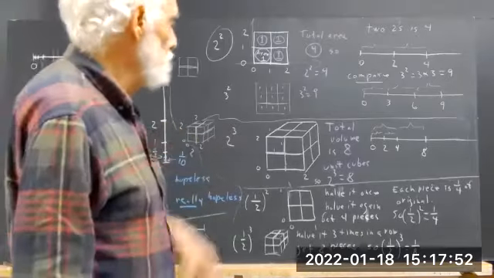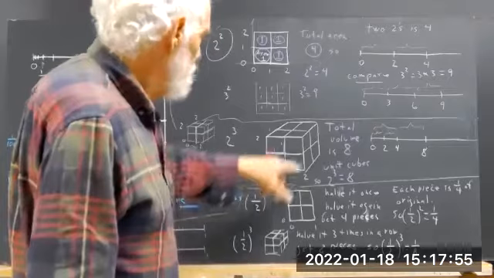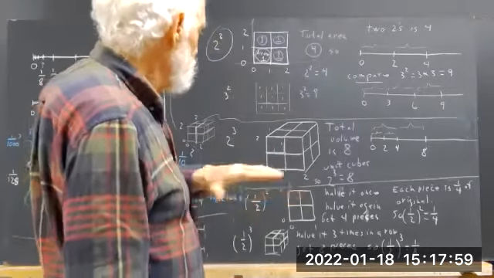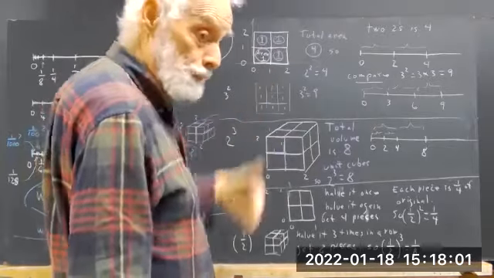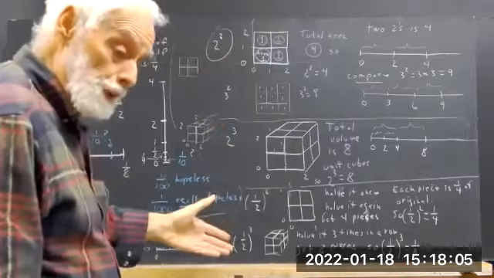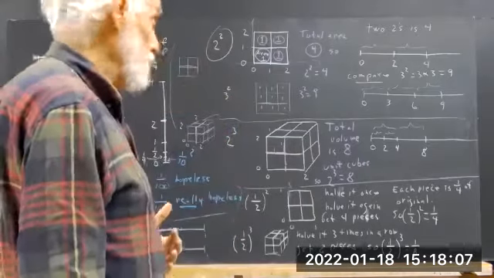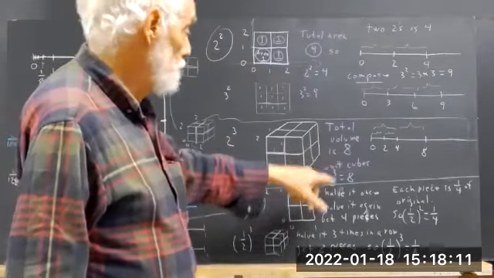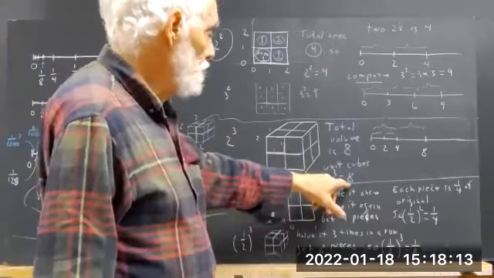So 2 cubed, we take a 2 by 2 by 2 cube, and we slice it this way, and this way. 3 slices, cut it in half, cut each of the halves in half, cut each of those in half, and we get a total of 8 1 by 1 cubes, total of 8 units. So 2 cubed is 8.